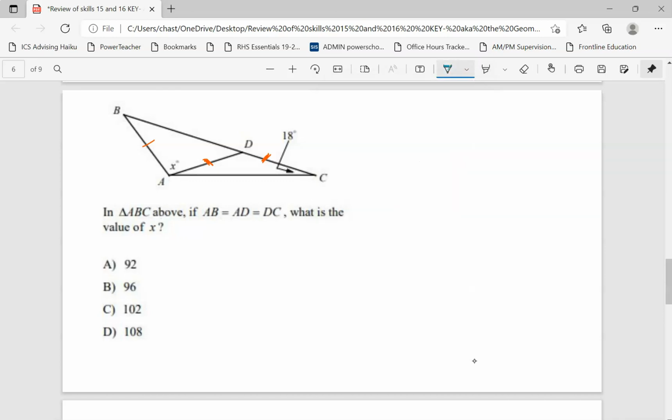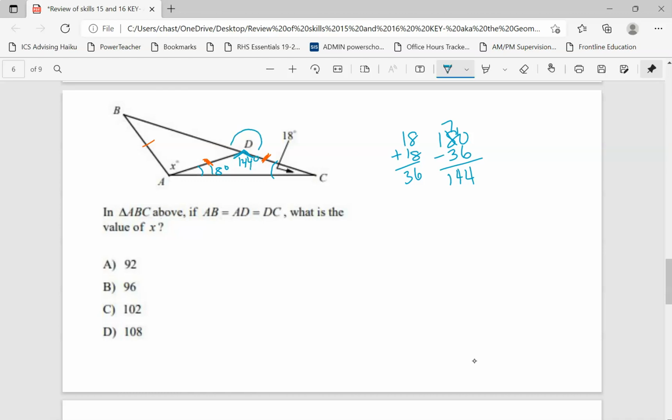Alright, so first of all, I do know that this angle will be congruent to this angle. And if this is 18, this one's 18 as well. So let's find the upper angle of this triangle. So 18 and 18 make 36. 180 minus 36, we're going to get 144. So this angle is 144.